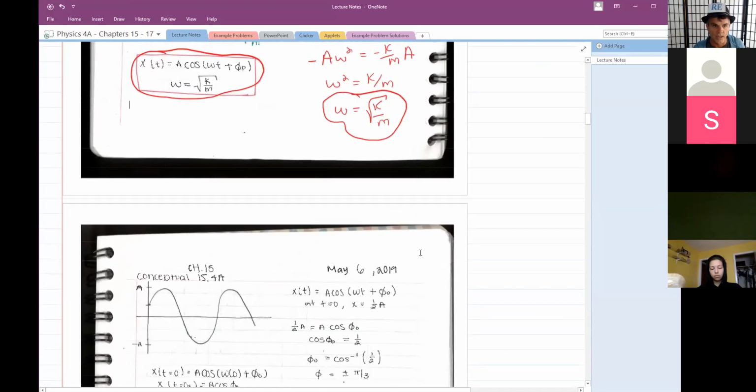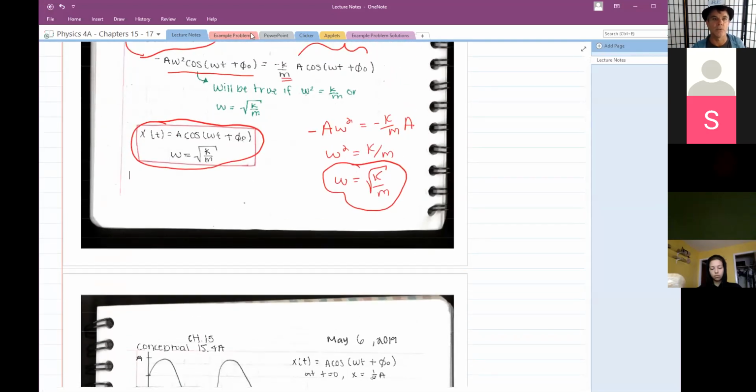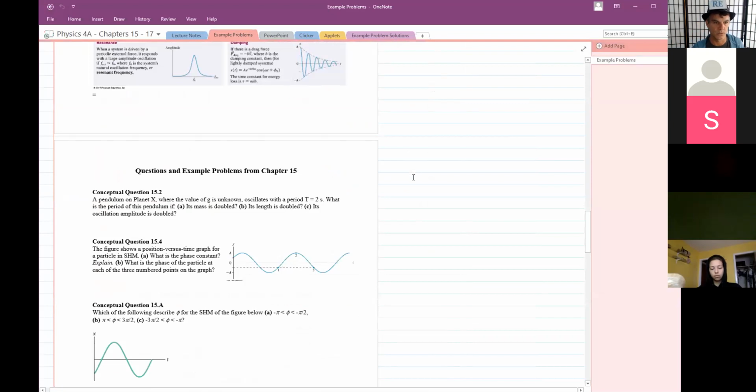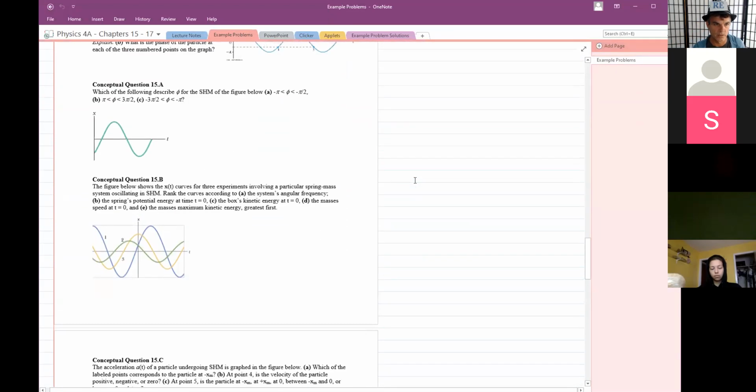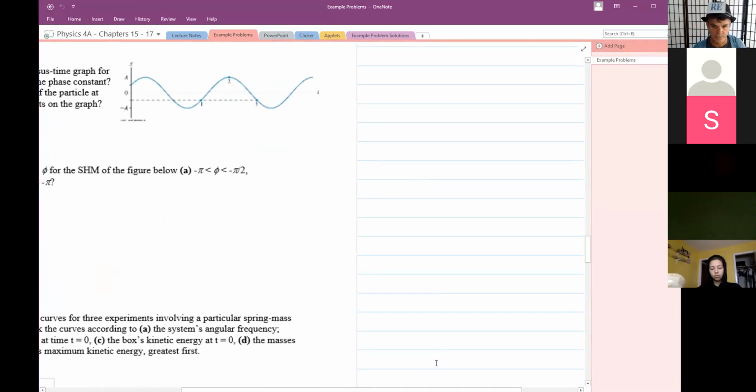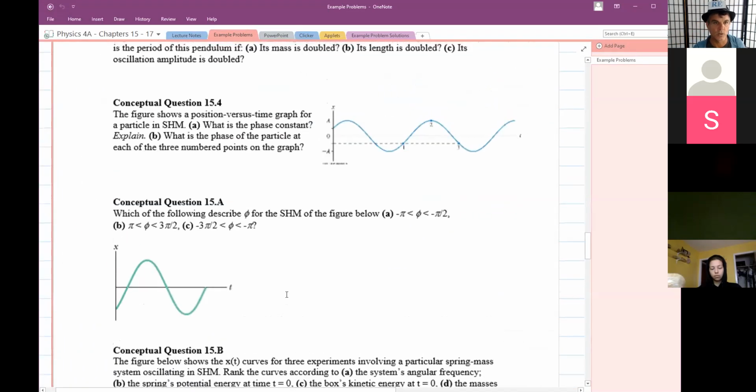Let me talk about the phase angle. Let me just do a quick little example about the phase angle. Okay, so let's take a quick look at conceptual 15.4, and then I think I'll just sort of call that today for this lecture. So here is a plot of position versus time.